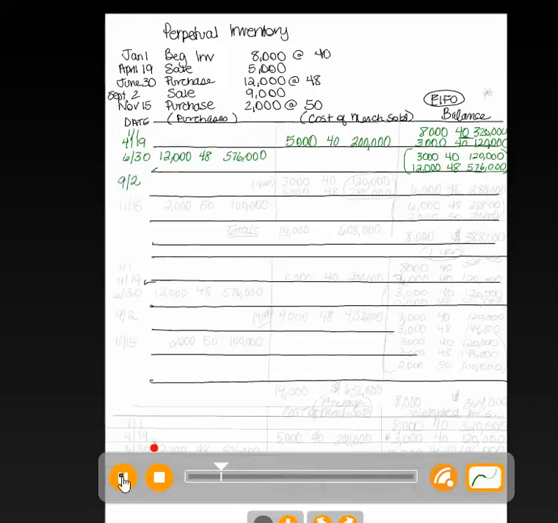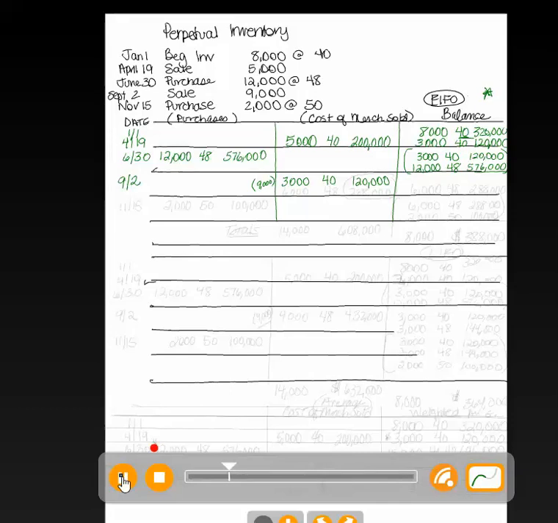On September 2nd, I sell, and I don't really have lines here, I'm going to draw a line there. I'm going to sell 9,000 units. So I'm going to make myself a little note there because I have to decide which units I sell first. Well, I'm using FIFO. I'm going to come up here to the top right and check it out. I'm using FIFO. That means that I'm going to sell those $40 items first. And then I'm going to sell the rest of the second layer of inventory.